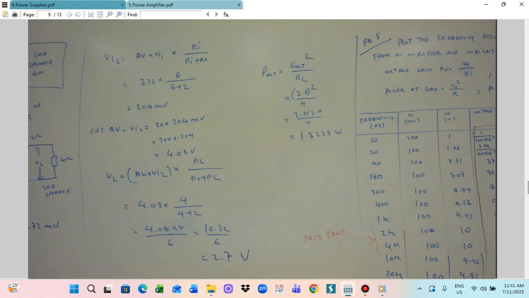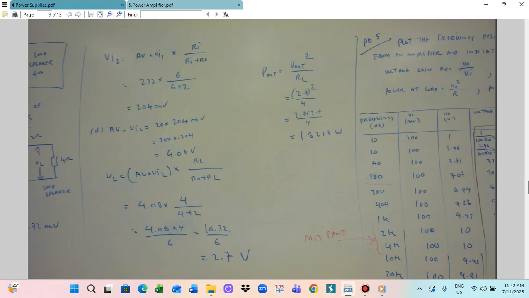So this is the output voltage we got. And then you also calculate the output power. So this is VR square divided by RL. So VR is 2.72 squared divided by RL, which is 4. So 2.72 into 2.72 divided by 4. So we got the output power.